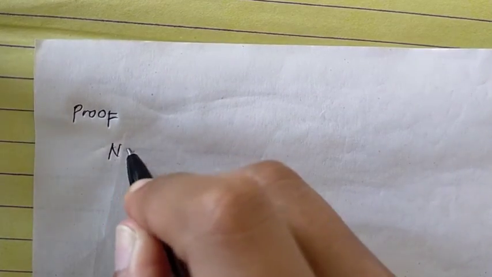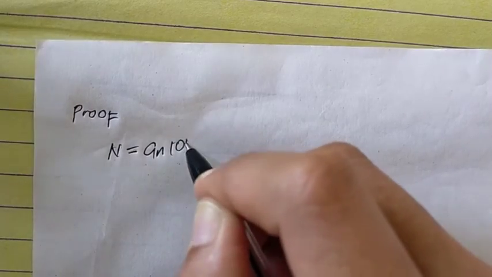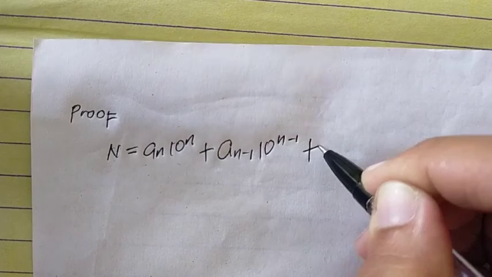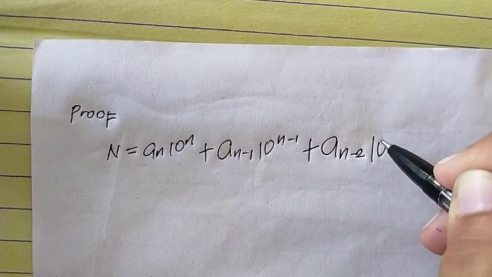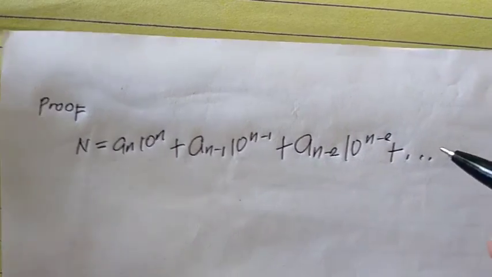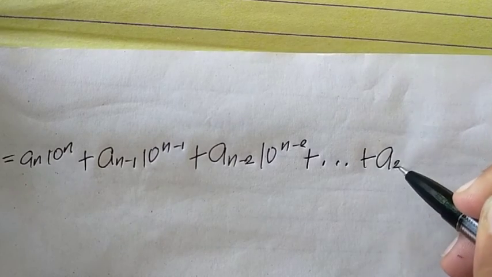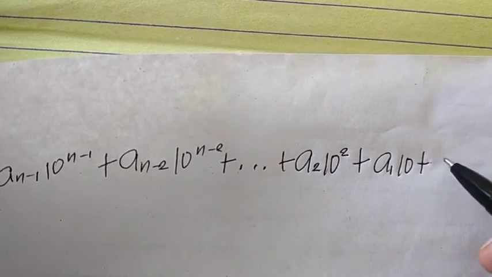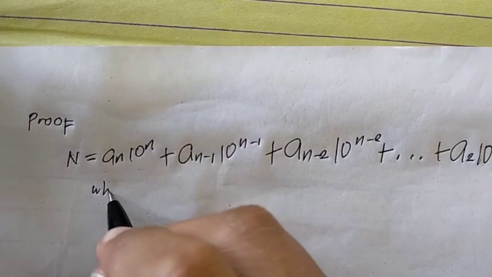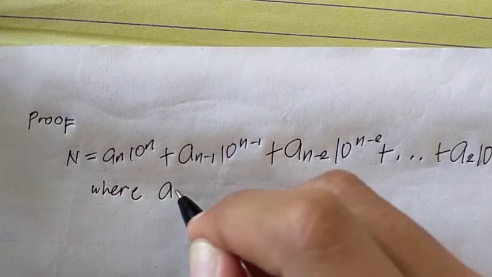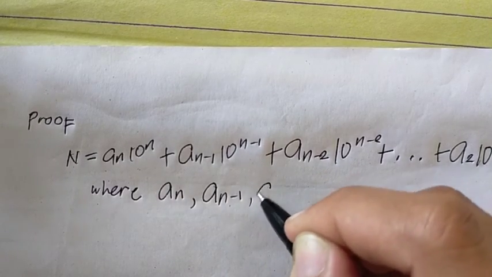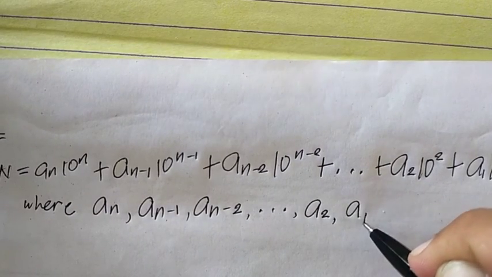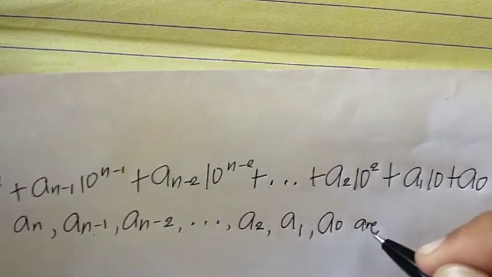N is equal to a sub n times 10 raised to n plus a sub n minus 1 times 10 raised to n minus 1 plus a sub n minus 2 times 10 raised to n minus 2 plus ... plus a sub 2 times 10 raised to 2 plus a sub 1 times 10 plus a sub 0, where a sub n, a sub n minus 1, a sub n minus 2, ..., a sub 2, a sub 1, and a sub 0 are integers.